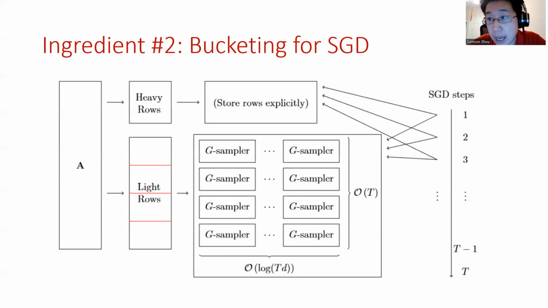And now for each of the SGD steps, first we decide whether we sample a heavy row or a light row. If we sample a heavy row, we have them explicitly. If we have a light row, we have a separate G sampler for each iteration that we hit one of these T buckets. And that's it. That's our whole algorithm.